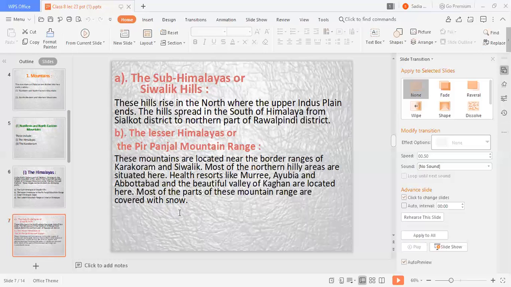सो आपने दो चीजें पढ़ ली. First of all, we discussed that the sub-Himalayas or Siwalik hills, and these hills spread in the south of Himalaya from Sialkot district to the northern part of Rawalpindi district. Then second one is the Lesser Himalaya or Pir Panjal. And what are the Pir Panjal mountains? These are like Murree, Ayubia, Abbottabad, and the other northern areas like Kaghan, Naran. So most of the parts of these mountain ranges are covered with snow. So these lines are very important, underline all these lines in your book.